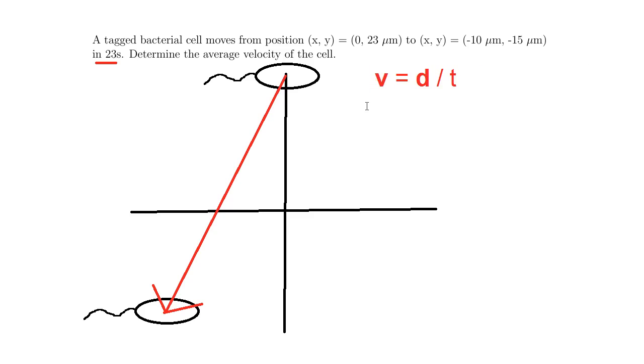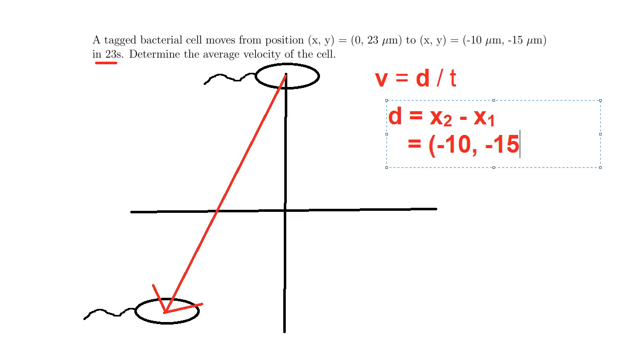Now, the trick to dealing with this is actually to find the displacement. Keep in mind, the displacement is always final position minus initial position, where the final and initial positions are vectors. Now, we have these positions. Its final position is negative 10, negative 15. Again, we're going to leave the units out for right now, and we'll just put them in at the end to save ourselves some headache. And then we're going to subtract the initial position, 0, 25.